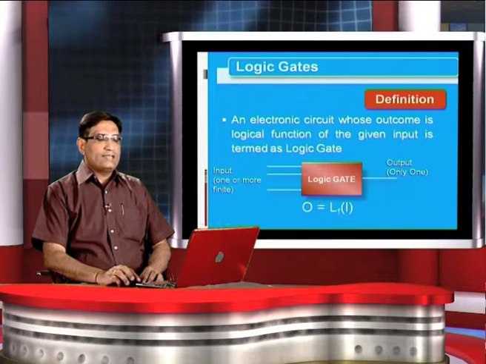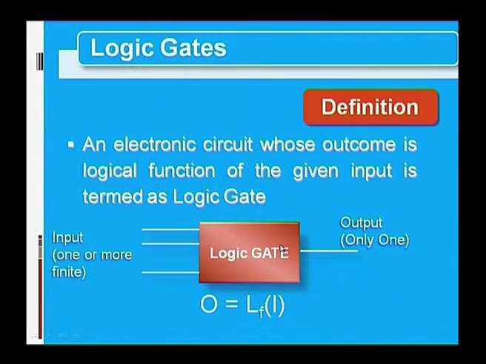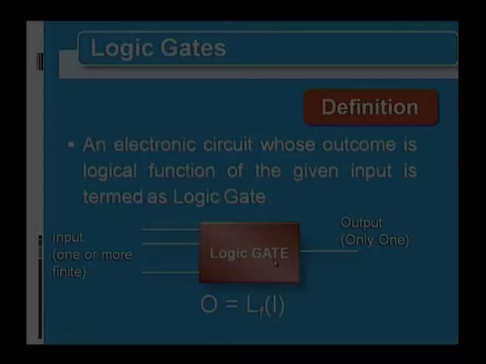So this is a logical circuit which can have more than one finite input, and usually it has only one output, where the output is nothing but a logical function applied over the input. So mathematically we say output is a logical function applied over input, and that is a gate.